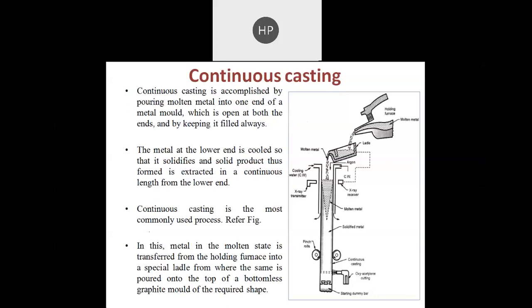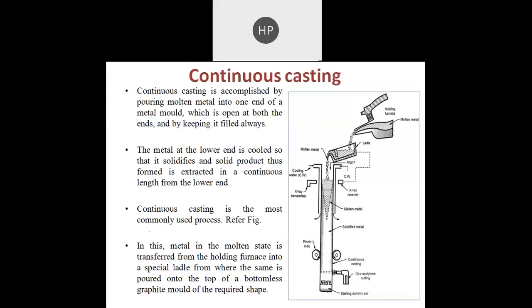But when we want to produce a continuous product, continuous meaning a very long product, then all the processes that we have discussed so far are not used, because all these processes have a limited shape and size. So when we want to produce a very long product, in that case continuous casting is employed.